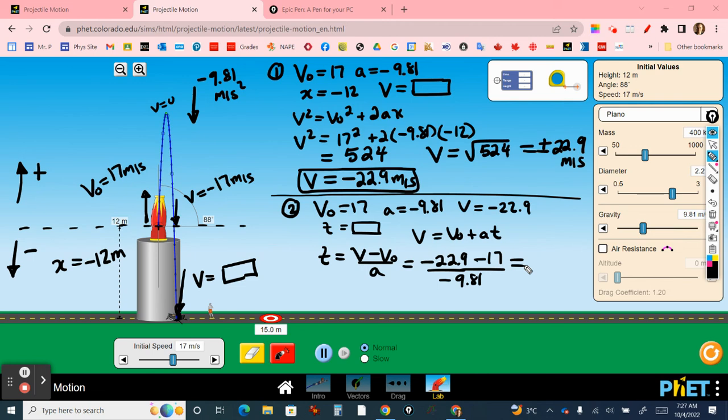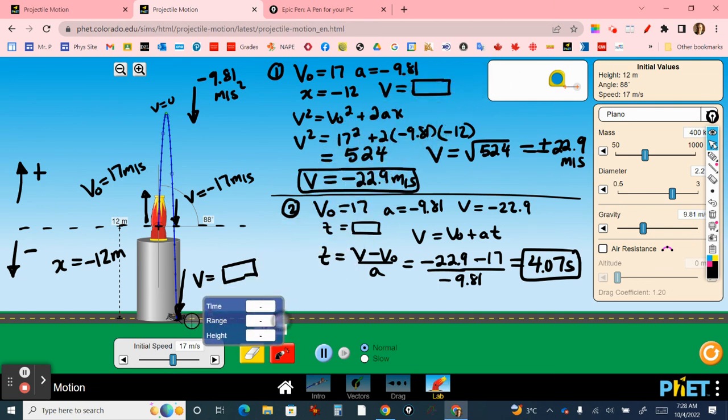And that's going to give us 22.9. I just use pluses, divided by 9.81. And it's going to give us 4.07 seconds. 4.07 seconds in the air. Now let's go back to our tool here, and we can drag this over and find out what the time is at the ground. 4.07 seconds. Look at that. Same answer.